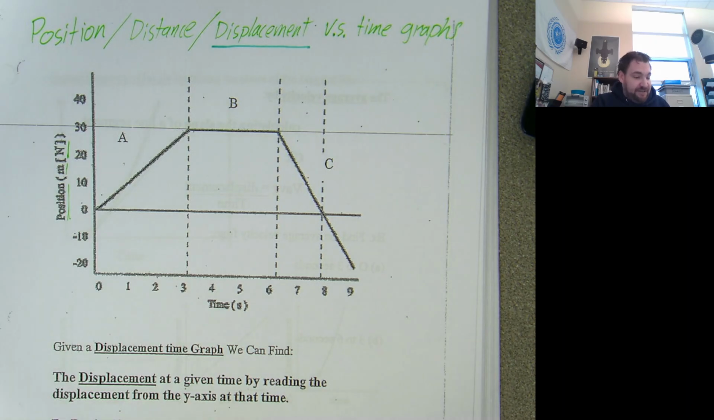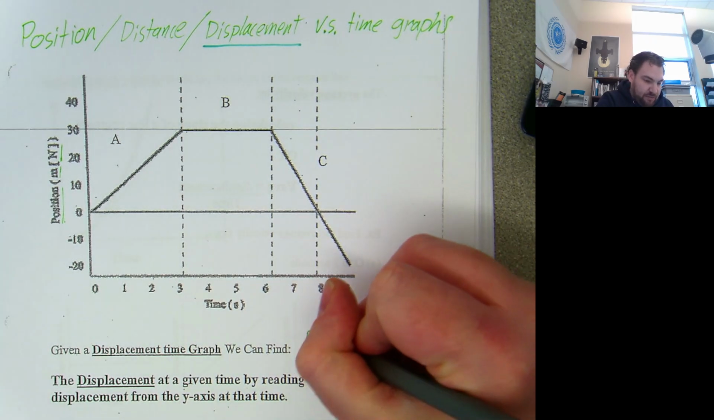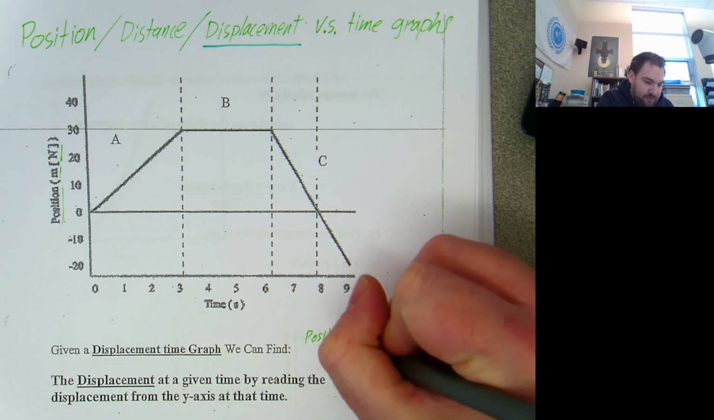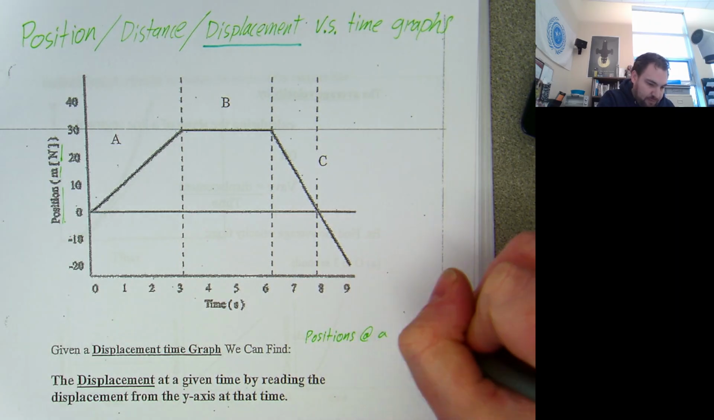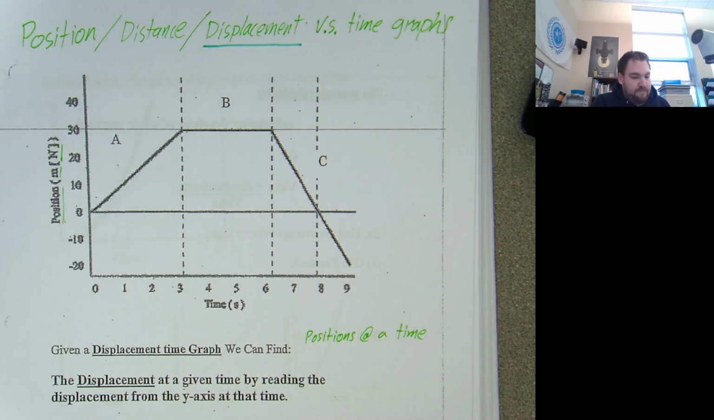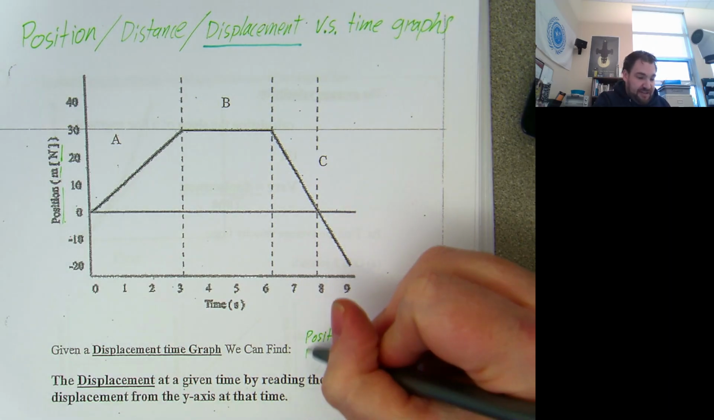So given a graph like this, a displacement time graph, we can find a bunch of stuff. We can find positions at particular times. Relatively easy to do. I say, where is, let's say it's a bug. Where's the bug at 5 seconds? 30 what? 30 meters north. You bet. You went to 5, you went up. Relatively easy. We can find distances covered.